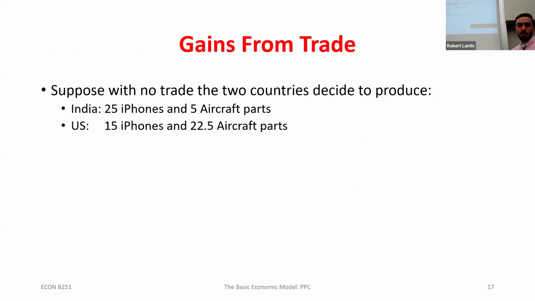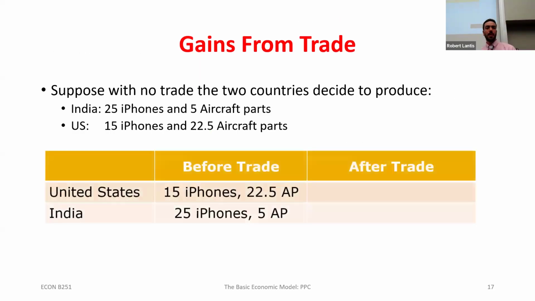Let's give it just some numerical support for this. Let's say before trade, both of these countries were only relying on themselves. So I think maybe this will make a little more sense. They're only relying on their own production to get both of these goods. So the US has got 15 iPhones, 22 and a half aircraft parts. That was one of the points on their production possibilities curve. And then India's got 25 iPhones, 5 aircraft. That was a point that was on their production possibilities curve.